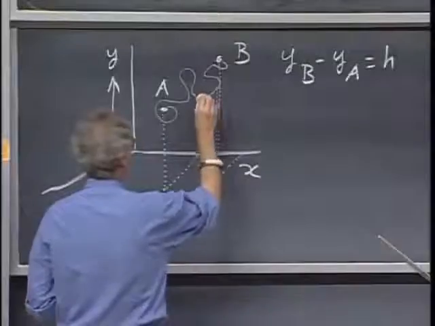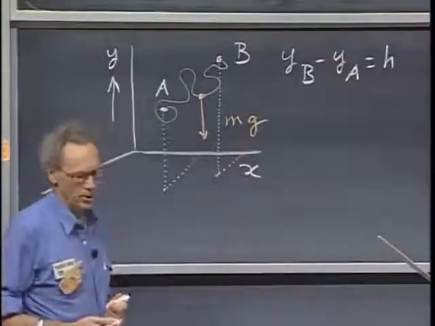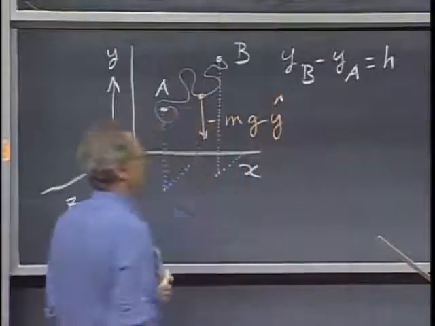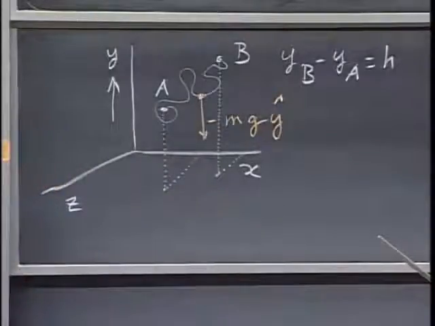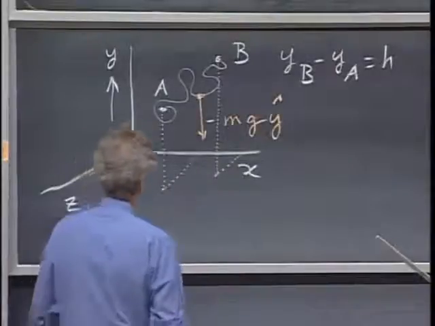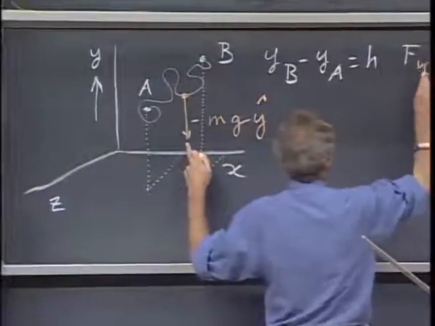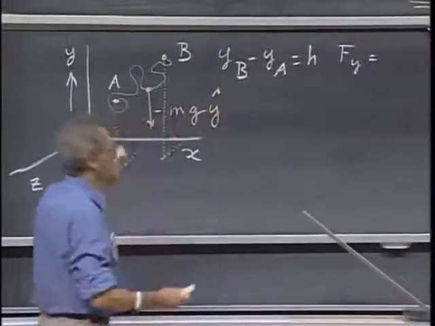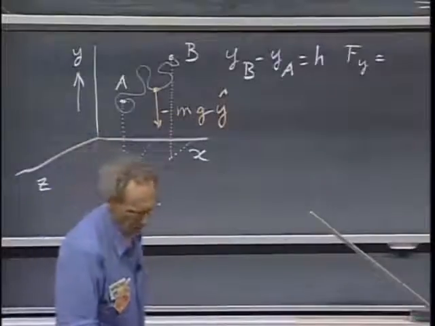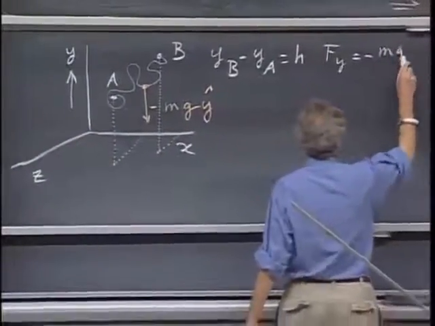The object has a mass m, and so there is a force mg, and I can write down the force in vector notation. It's in this direction. So now I notice that there is only a value for f of y, but there is no value for f of x, and there is no value for f of z. They are 0. And so f of y equals minus mg.